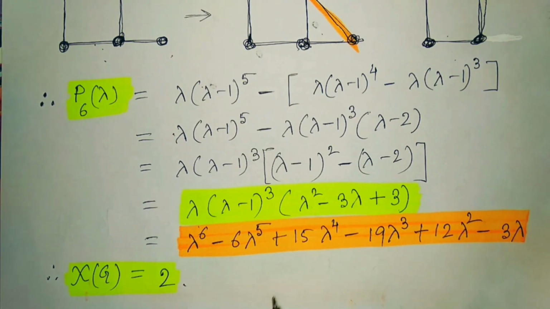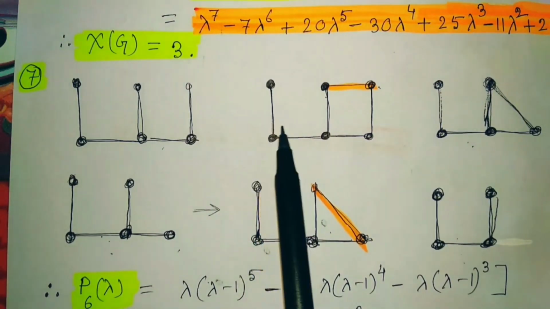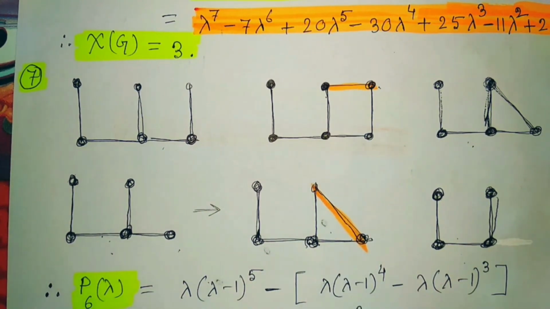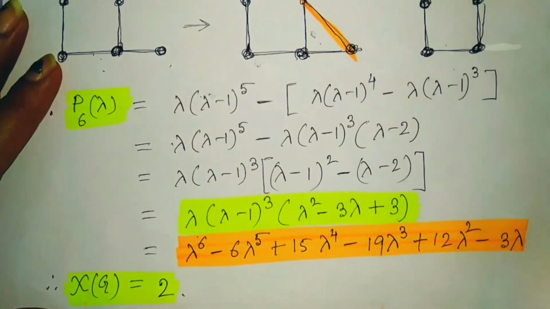So here the second coefficient is 6, so we can say that the given graph contains a total of 6 edges. Just have a look: 1, 2, 3, 4, 5 and 6. So there are a total of 6 edges. So this is the chromatic polynomial for this given graph.